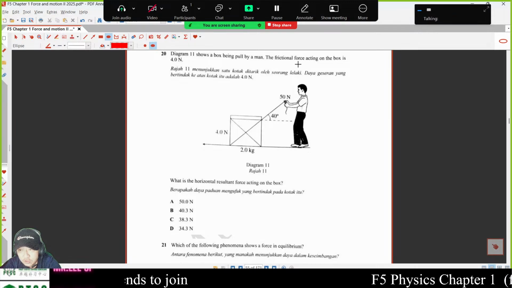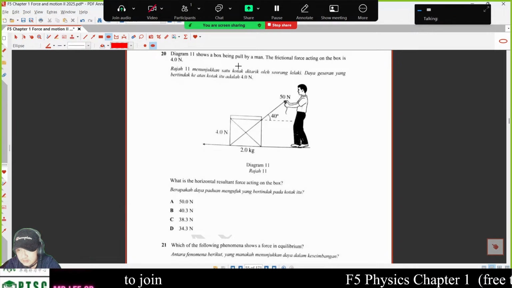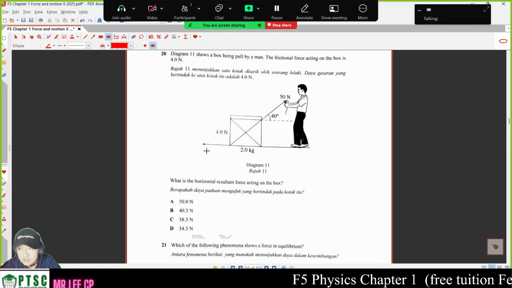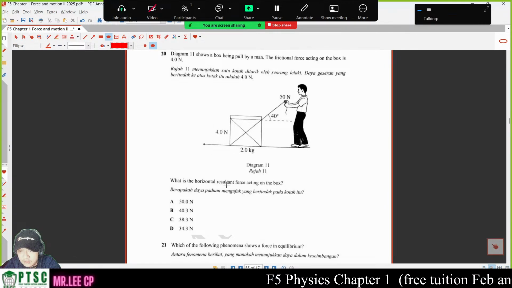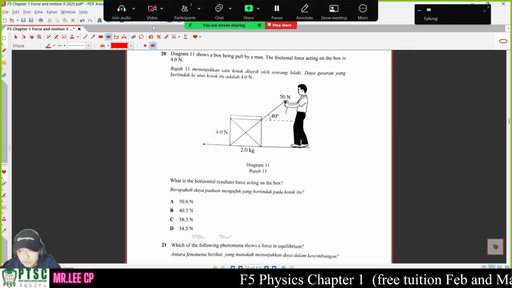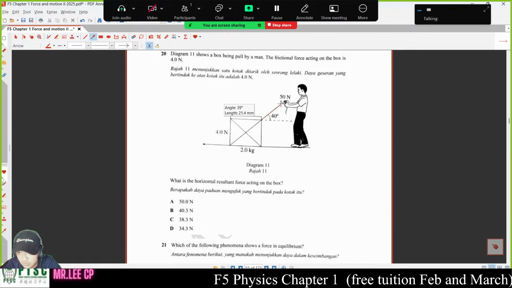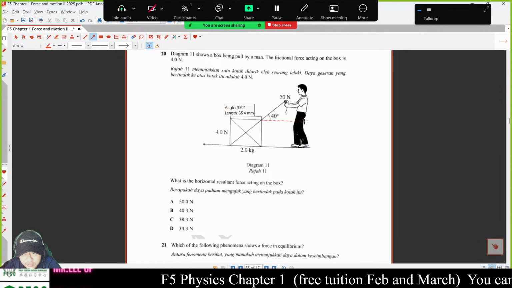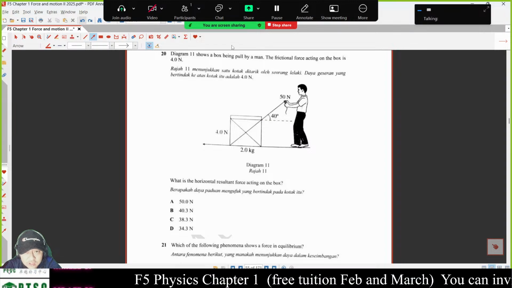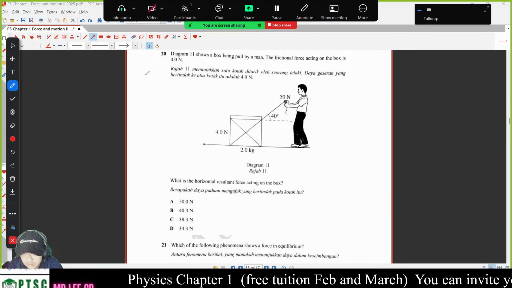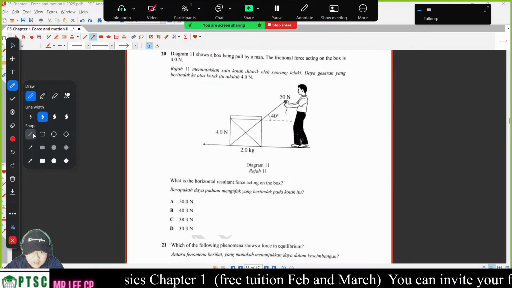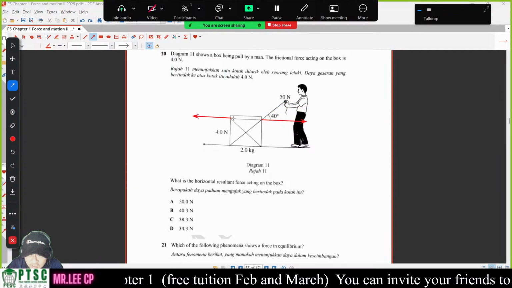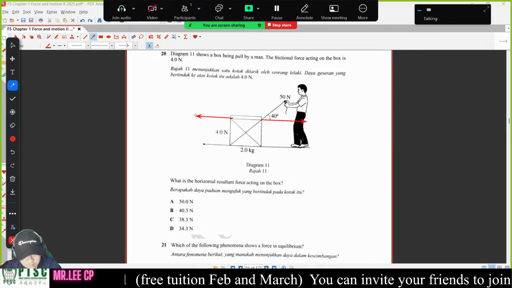Diagram shows the man is pulling the object. So the frictional force is 4 Newton. Where is the frictional force here? So what is the horizontal resultant force? Horizontal resultant force is 50, bring to here. Touch or not touch? Touch 40. So cos 40. So the horizontal resultant force is 50 cos 40 minus 4. The resultant force only.